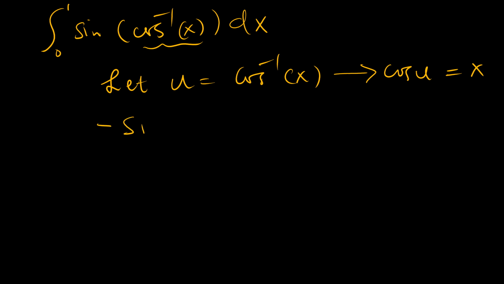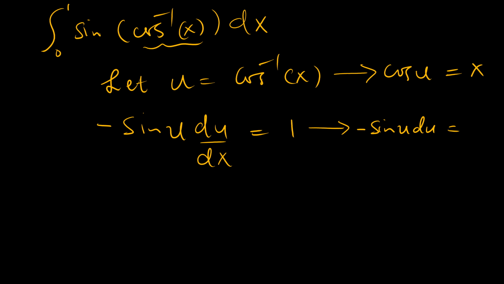and that means that when we differentiate with respect to x, we have negative sine u du dx equals 1. That means that we can substitute for dx with negative sine u du, right? So that's an important expression for us.